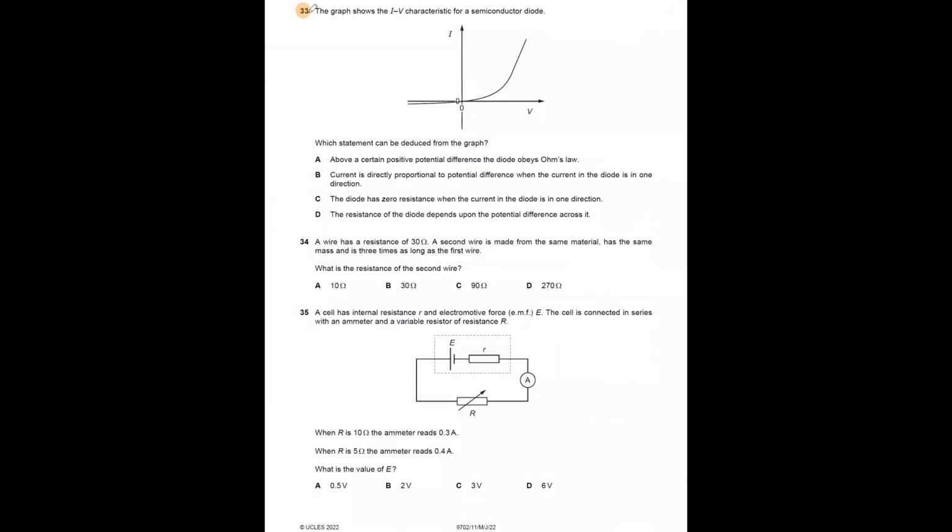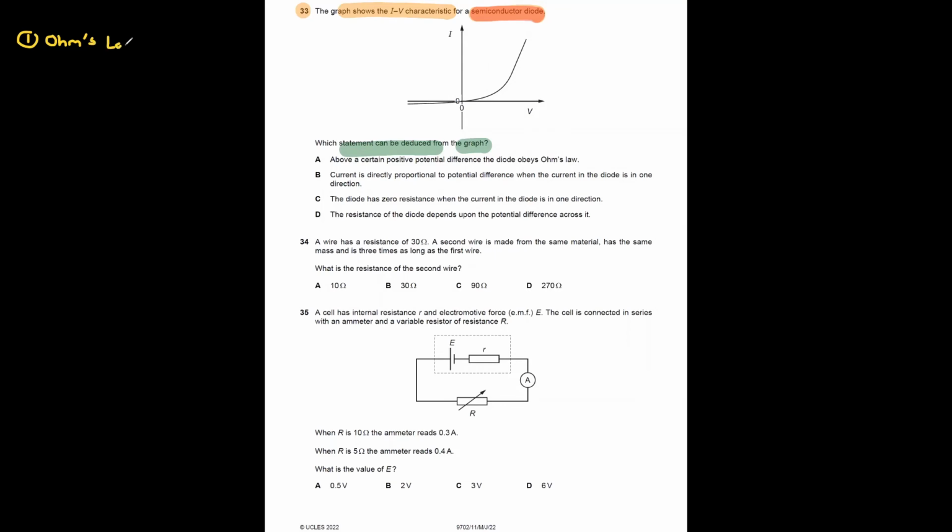Okay, in question 33, the graph shows the IV characteristic of a semiconductor diode. This particular component is a semiconductor diode. So from there, what statement can be deduced from the graph itself? Before we move on into the answer choices, let's just have some background info sorted out. So what is Ohm's law in the first place?